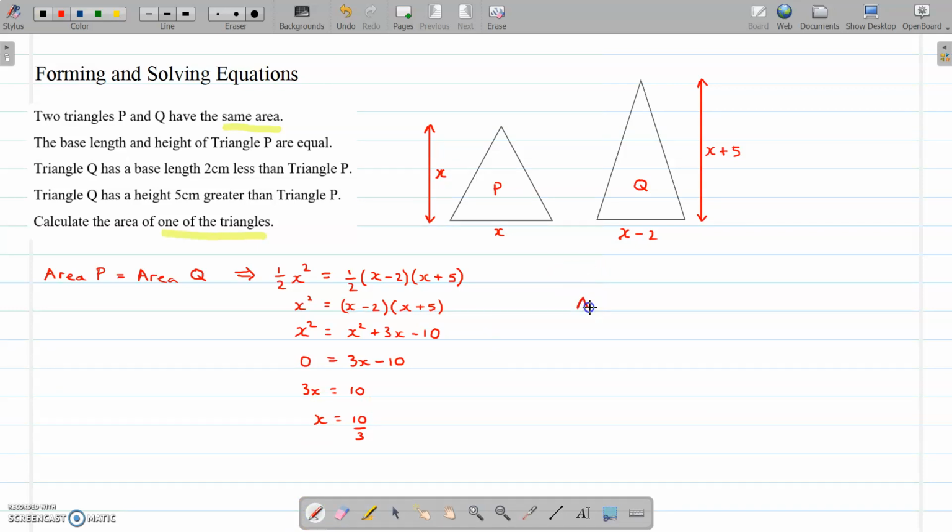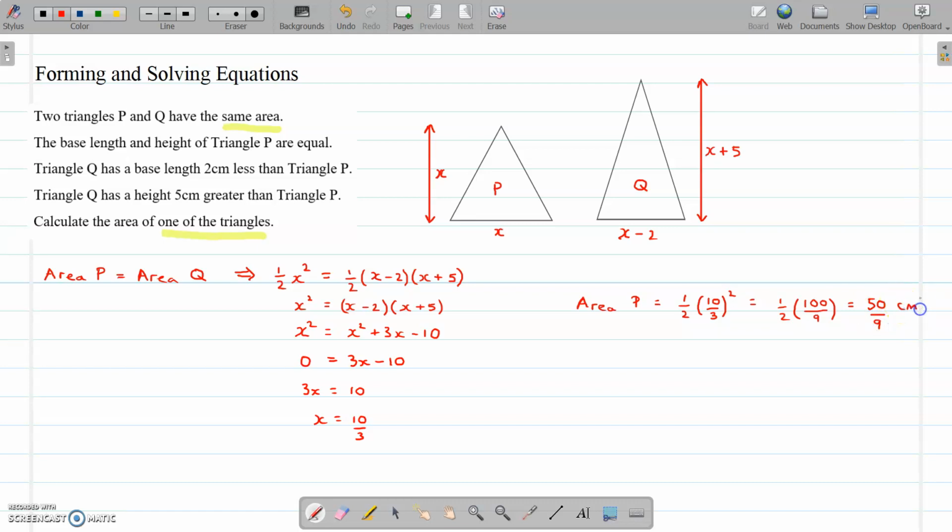So I would say area of P, so let's move over here. So area of P is equal to a half base times height, which is a half x times x, so it's a half of x squared, which is a half of 10 over 3 squared, and that's equal to a half of 100 over 9, and we just need to write that as 50 over 9.